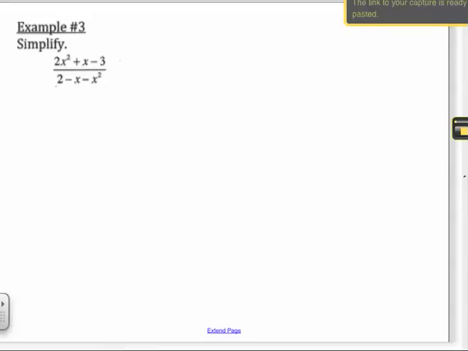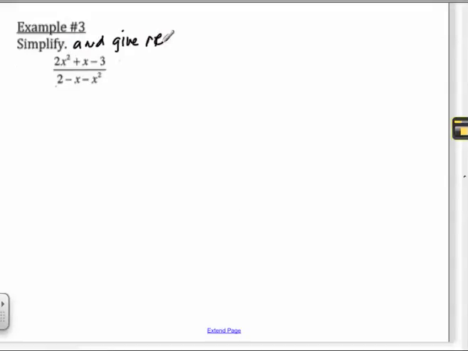Now, guys, let's look at example number 3. I'm going to put on here as well "to simplify and give restrictions." It's easy to give restrictions, so we might as well practice doing it. We know that restrictions with this stuff means no zeros in the denominator.